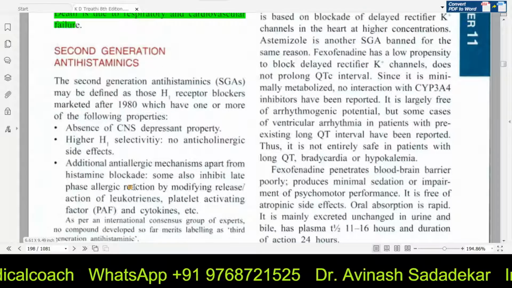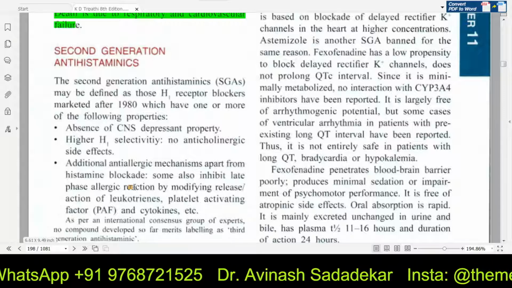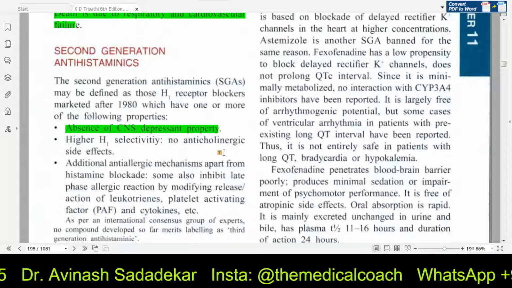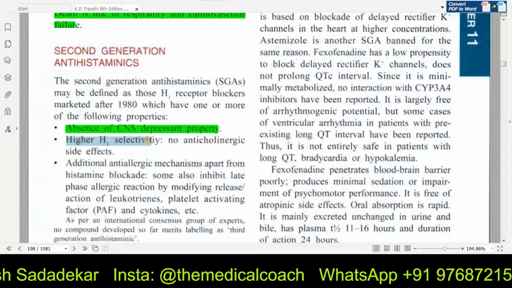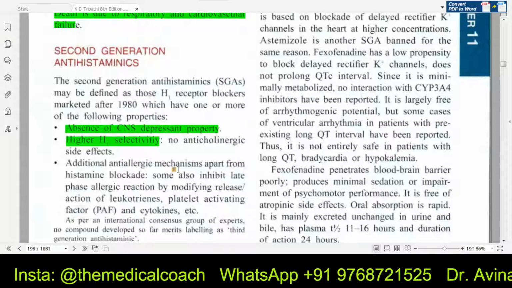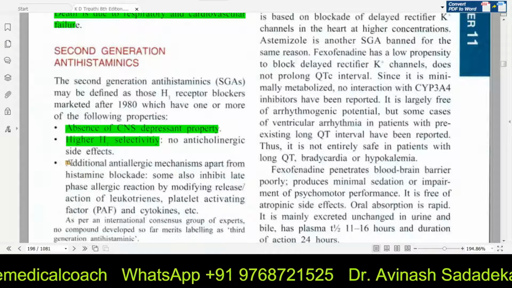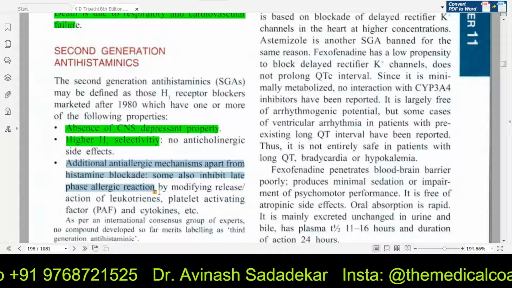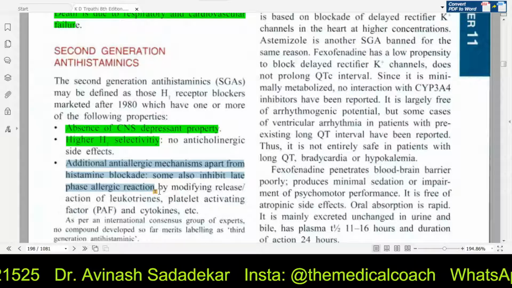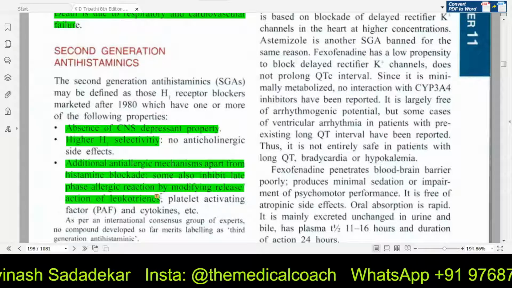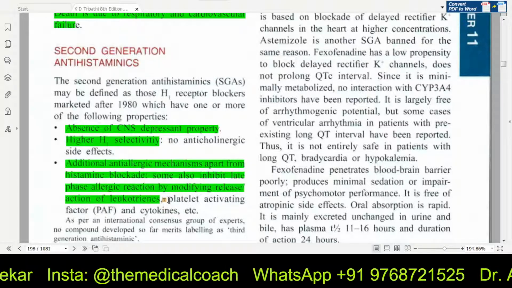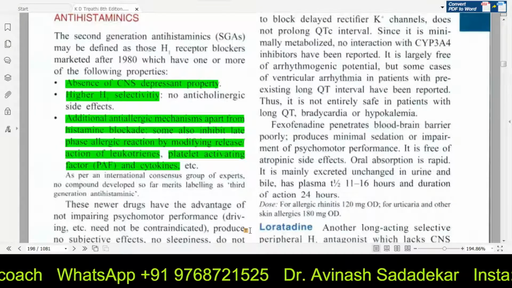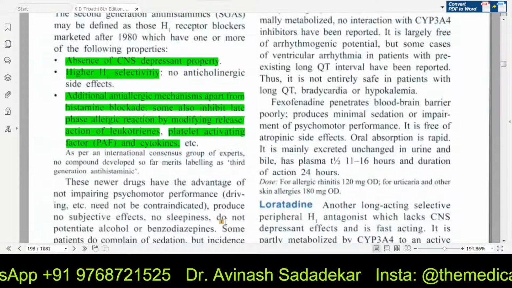So if somebody asks you to compare the first generation and the second generation antihistaminics, you should say the second generation has zero or very little CNS depressant property and has more H1 selectivity, so very little anticholinergic side effects. Apart from this, they also block the late phase allergic reactions by modifying the release of leukotrienes, platelet activating factors and other cytokines. Okay. As of now, there are no third generation antihistaminics.